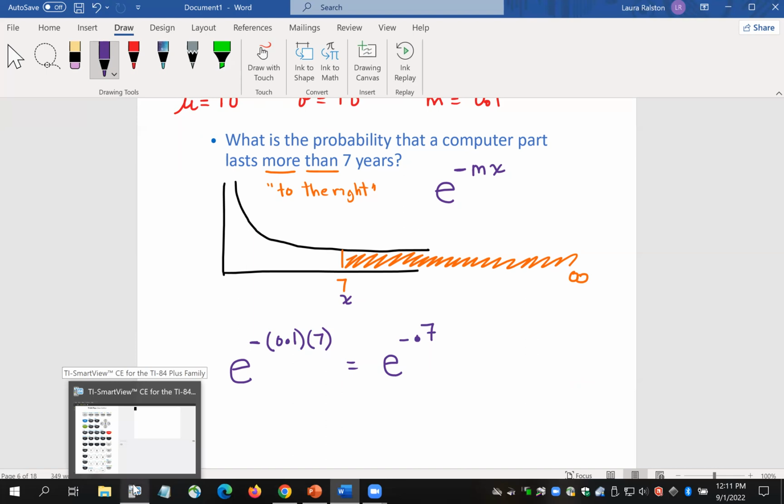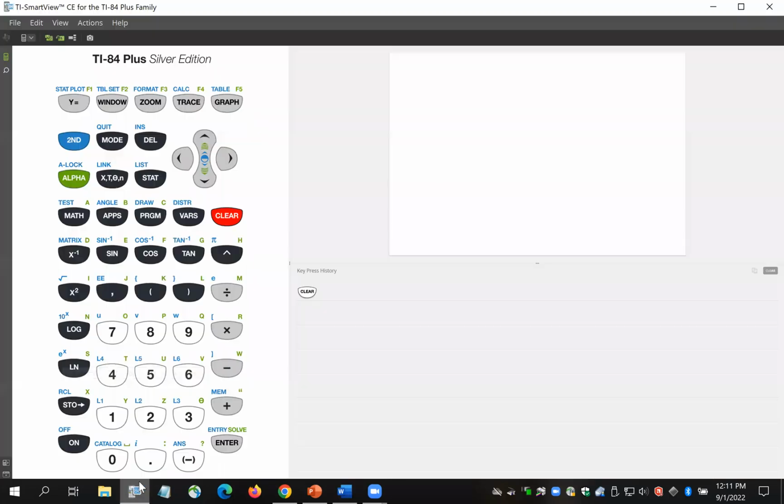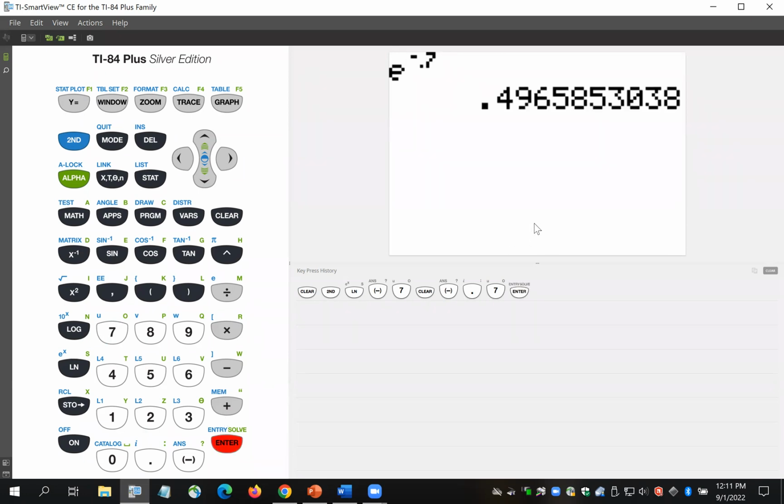From there, I'm going to have to use my calculator. So I'm going to pull up my calculator and type it in. If you don't know, the e is in blue above the button that says LN, which is near the 4. So we press the blue second button and then LN, and notice that the e pops up on my screen. And then I want negative 7/10, 0.7, excuse me. And then I hit enter, and it gives me that decimal value.